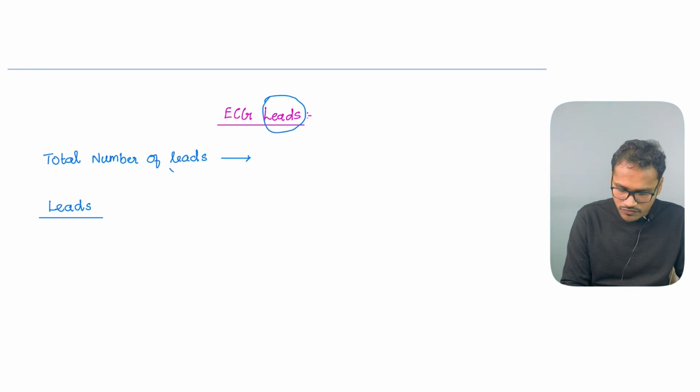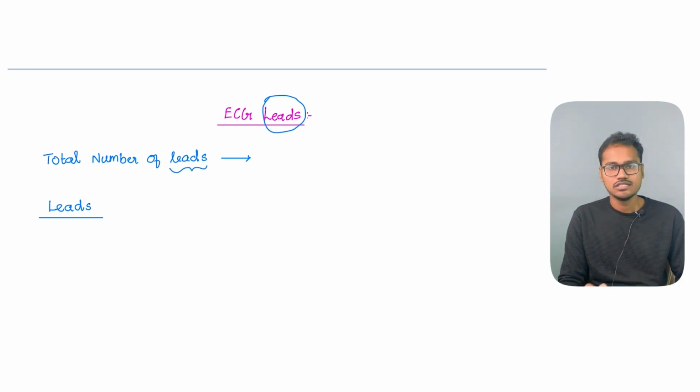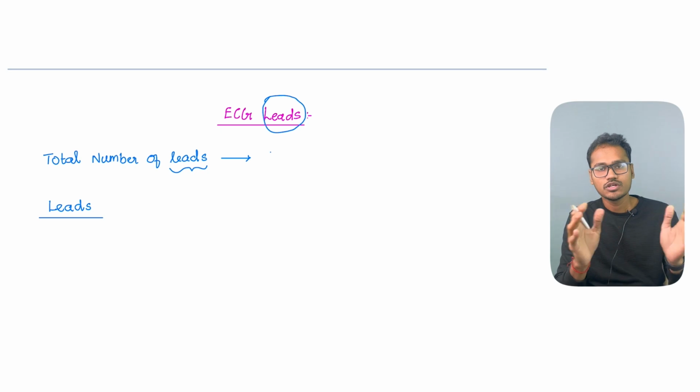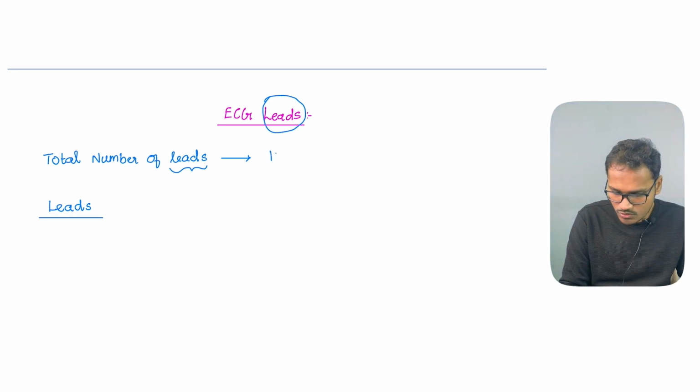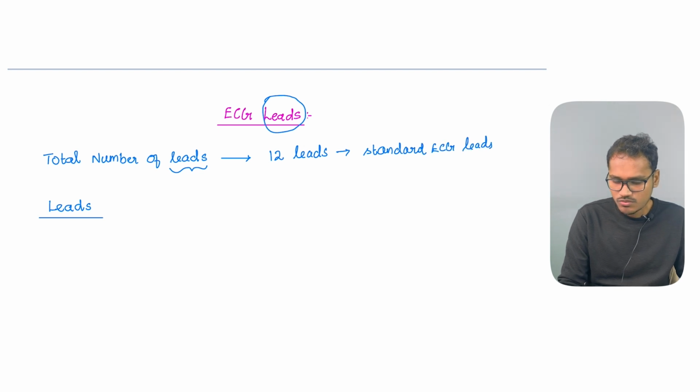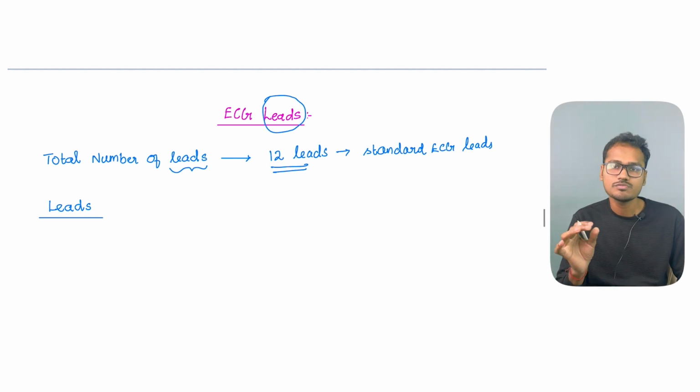So the total number of leads in a standard ECG. Whenever you go to a setup and take an ECG, the total number of leads we get as output is 12 leads. This is called the standard ECG leads. These 12 leads are generally used, and some other leads are used on special occasions, but generally these 12 leads are used.